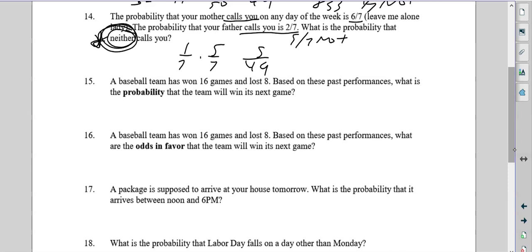All right, number 15. Baseball team has won 16 games and lost 8. That is a grand total of 24 games. Why do I need the total? Because this is a probability problem, which means I need that denominator to be 24. What's the probability they will win? Then I need to look at this number, and that's 16 over 24, which reduces to 2 out of 3.